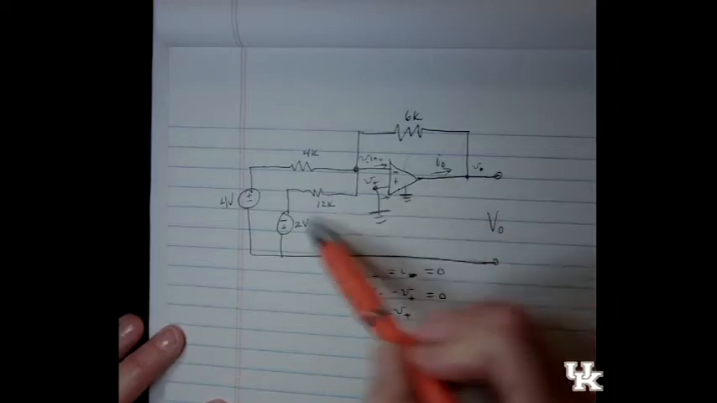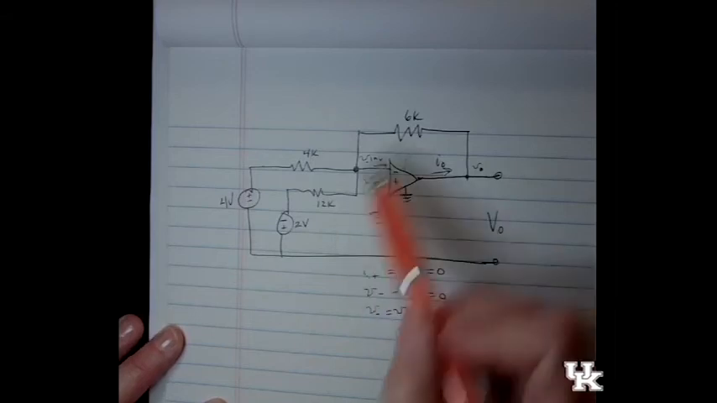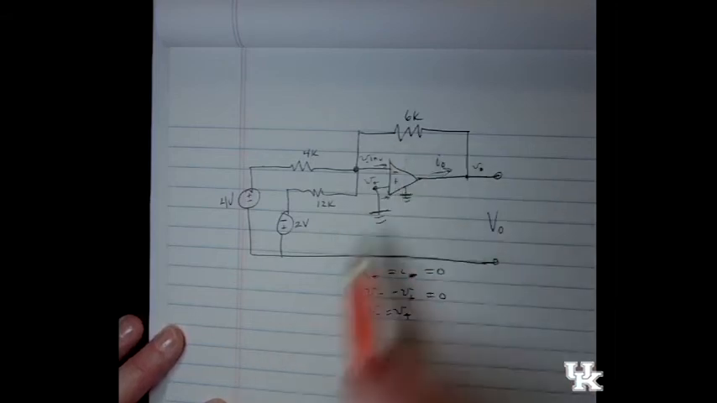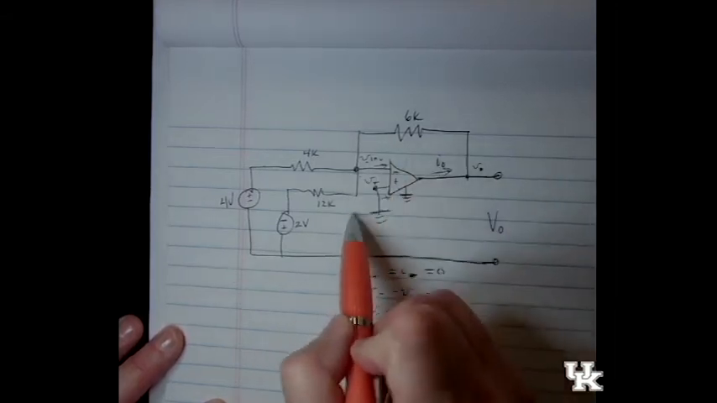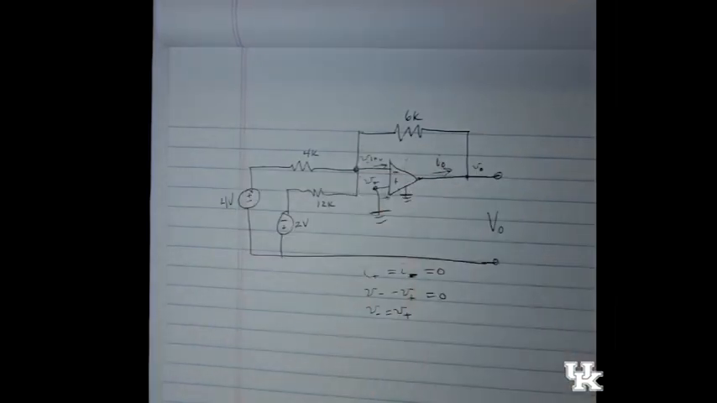And then we can't really go around any loops and do KVL, so we can't do mesh on an OPAmp problem. So we always do nodal analysis at whatever nodes we have and whatever places we need to figure out. So our plan is always going to be nodal analysis.